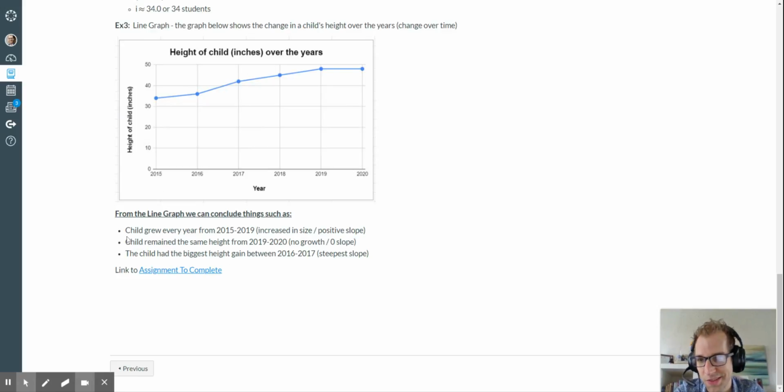And so that's kind of what this bottom part talks about, right? The child grew every year. So they obviously were always going up. There was always a positive slope. It never went down. He never shrunk. That would be kind of concerning probably for a child to do that.